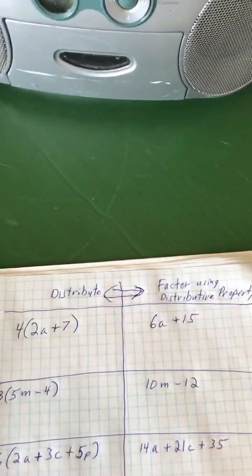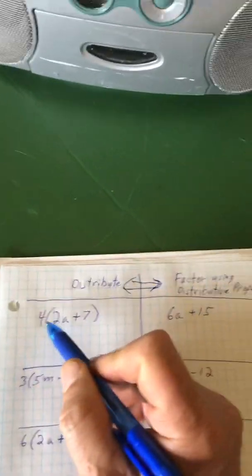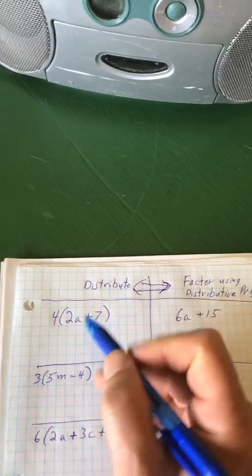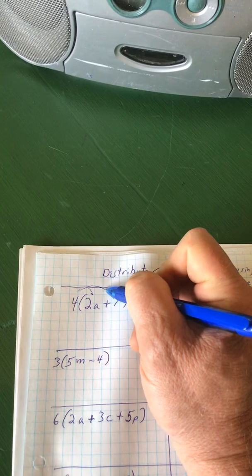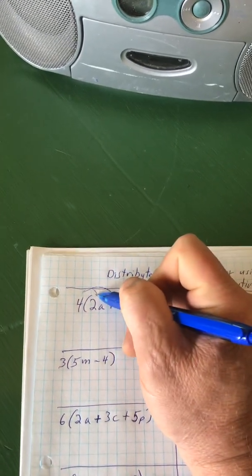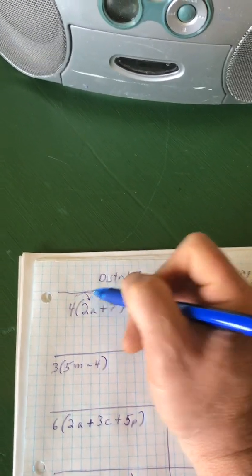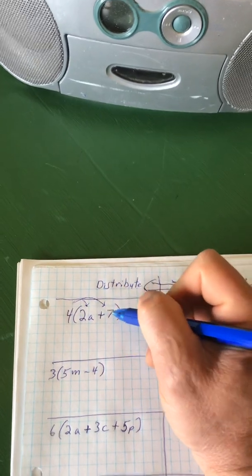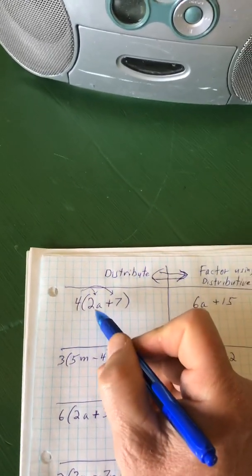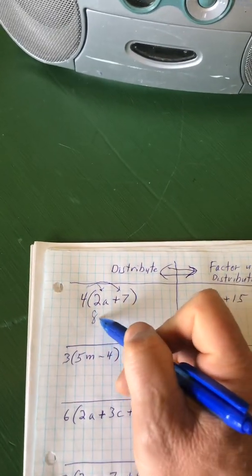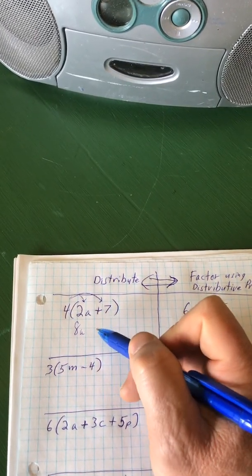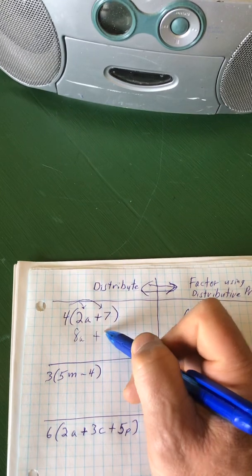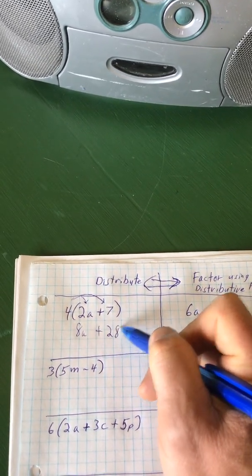So, distributing. We know that when you have a number next to parentheses, each of these gets multiplied by the number outside. And so I like doing the arrows. I'm going to multiply each of these by 4. And so 4 times 2a is 8a, and 4 times positive 7 would be positive 28, and I'm done.